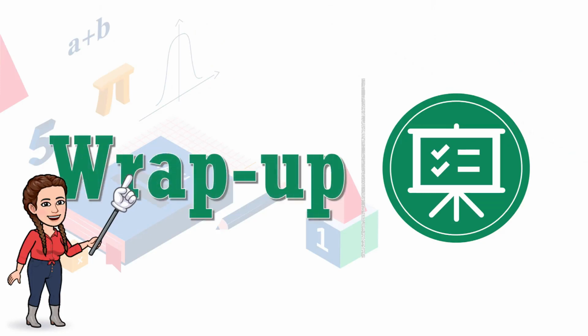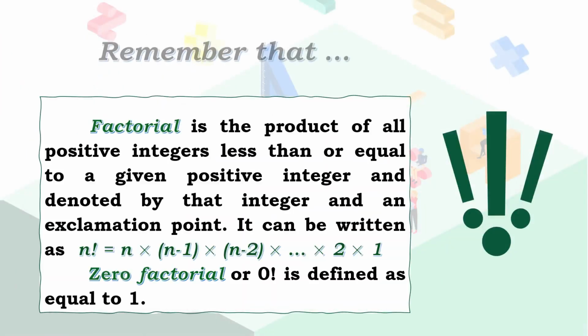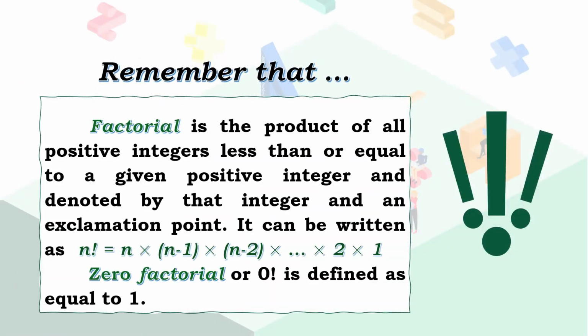Let's wrap up the things you learned from this lesson. Remember that factorial is a product of all positive integers less than or equal to a given positive integer, and denoted by that integer and an exclamation point. It can be written as n factorial equals n times n minus 1 times n minus 2 times up to 2 times 1. 0 factorial, or 0 followed by an exclamation point, is defined as equal to 1.